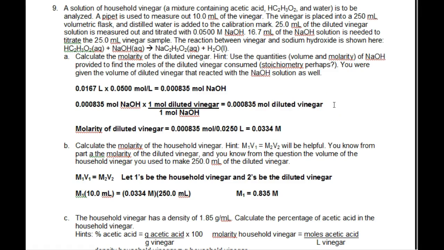there would be the same number of moles of the diluted vinegar, since that's what we titrated. And because I used 25 mils in my titration, if I divide those moles of diluted vinegar by the volume, I can get the molarity of it.